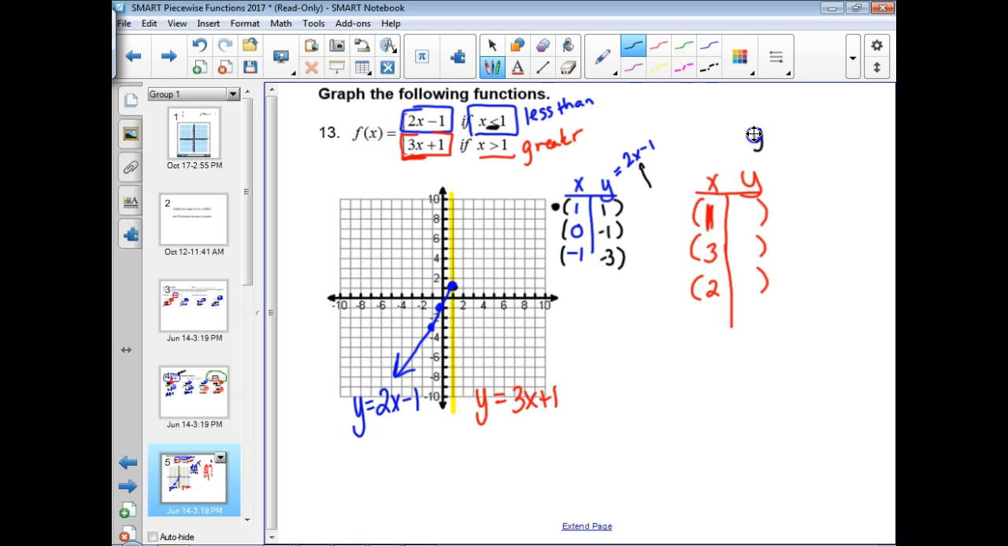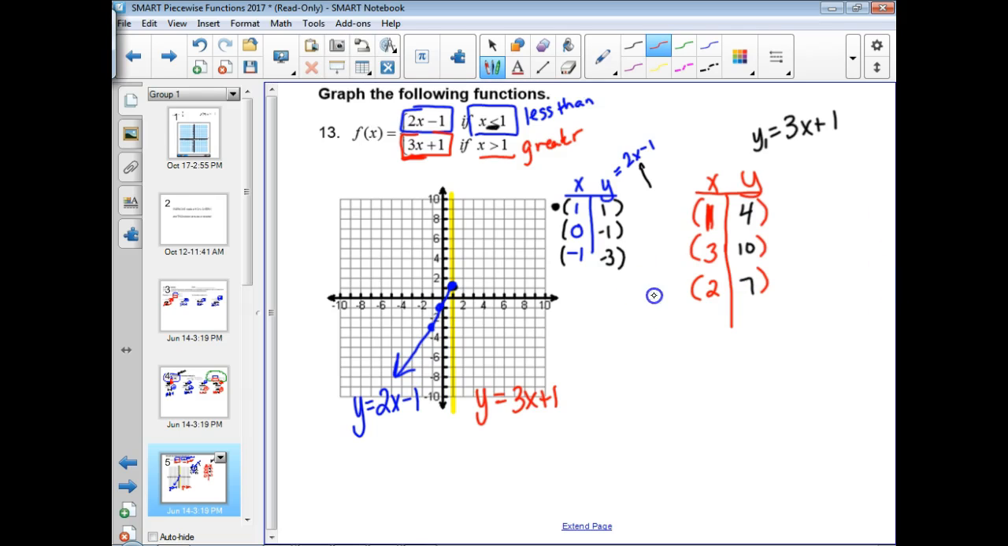What you would do is change your y1 to your new function, which is 3x plus 1. I think I got this one, though. All right, 3 times 1 plus 1, that's 4. 3 times 3 plus 1 is 10. And then 3 times 2 plus 1 is 7.